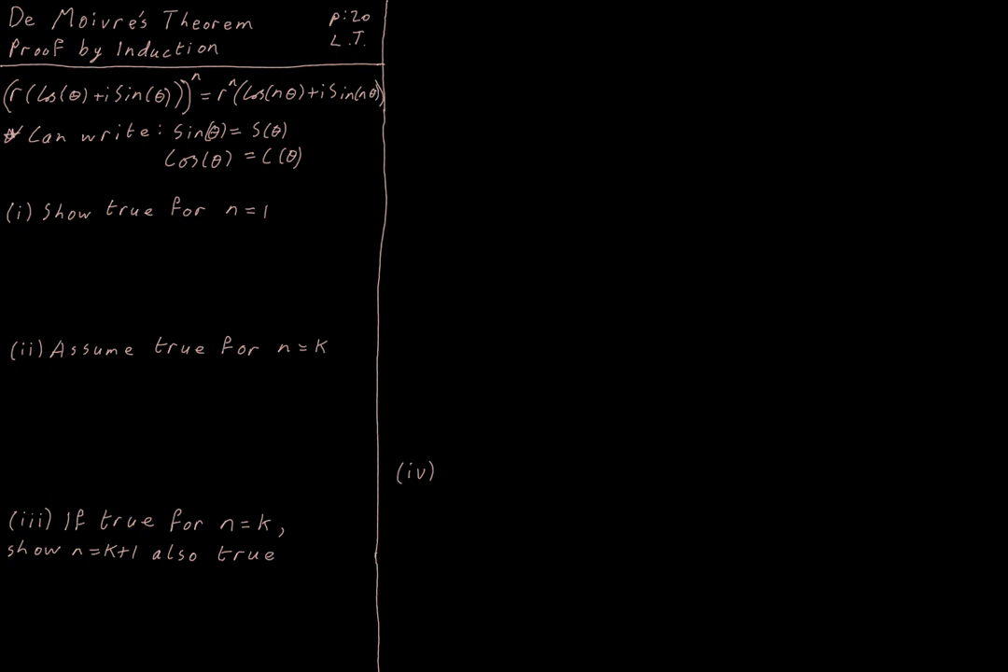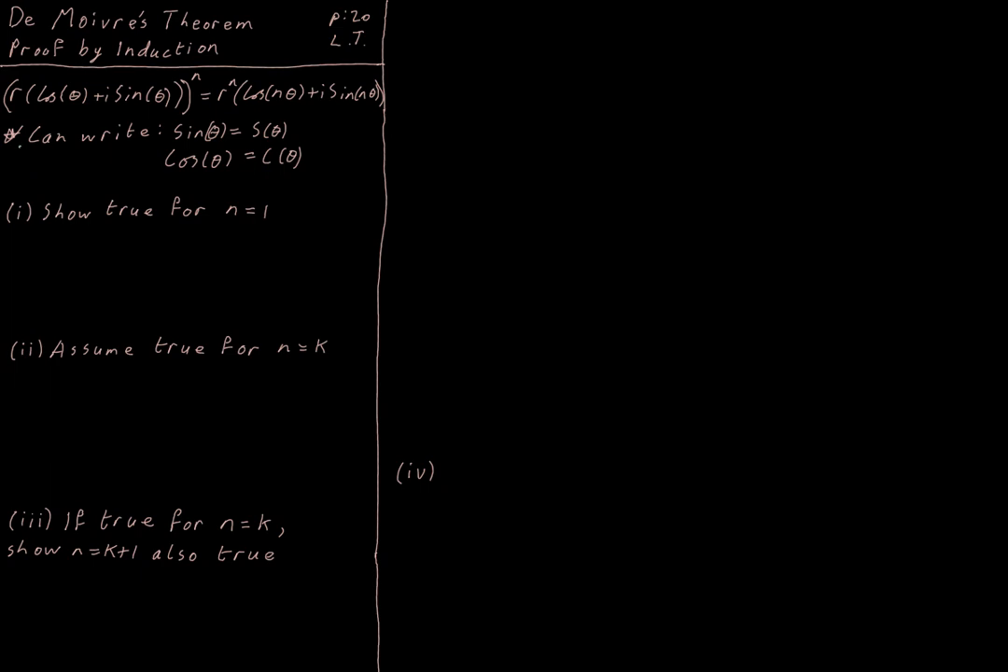Hello, now we are going to look at proving De Moivre's theorem using induction. And De Moivre's theorem is, again, our polar form of our complex numbers to a particular power of n, works out this way. De Moivre's theorem, written as this, is on page 20 in our log tables.